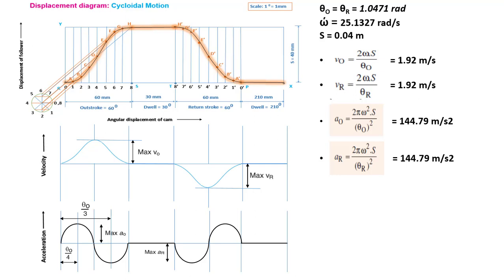On the other hand, the acceleration of the follower is maximum when the cam rotates through theta by 4 and theta by 3 angle during outstroke. So velocity is maximum at the midpoint and it is 0 at the start and end of the stroke, while the acceleration is maximum at an angle theta o by 4 and theta o by 3, while acceleration is 0 at the start and end of the stroke as well as at the mid stroke.